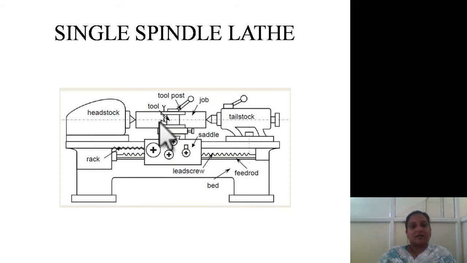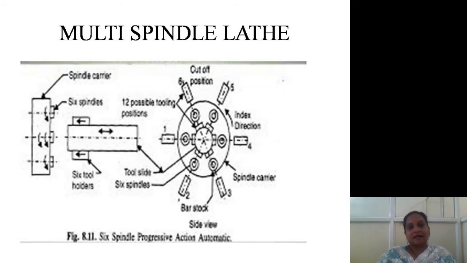Now let us look at the multi spindle lathe. See, this is the multi spindle lathe. So here you have n number of spindles attached like this, and based on how many spindles you have, you will get tools from different directions to perform the machining operation over these spindles.